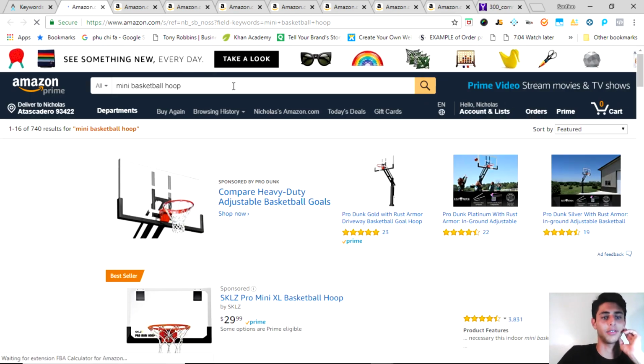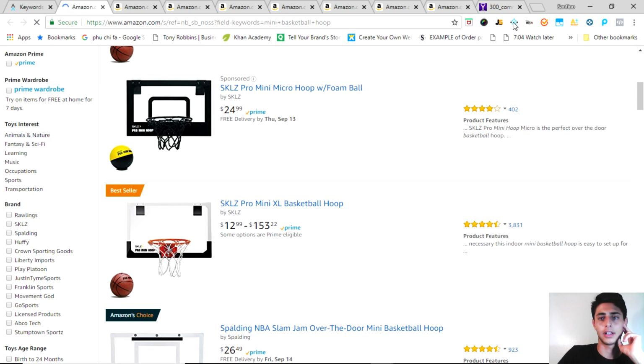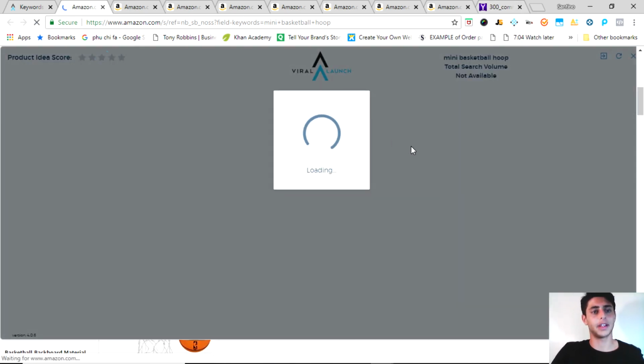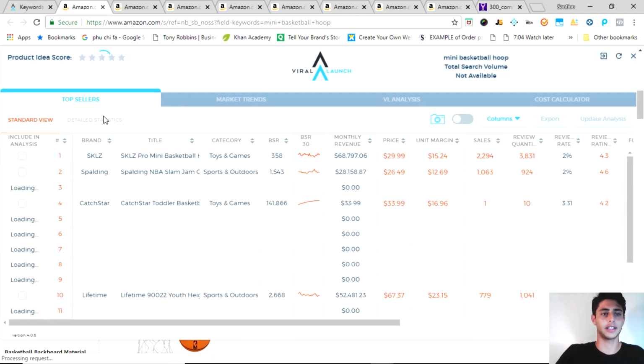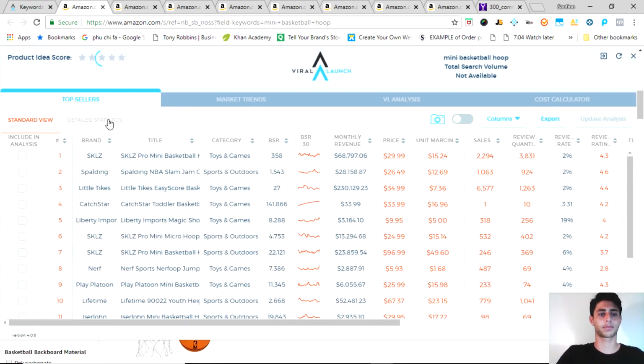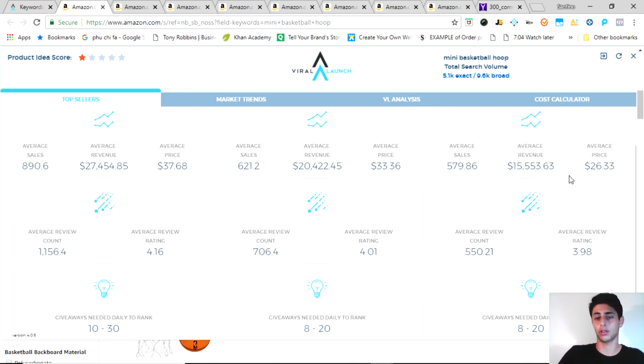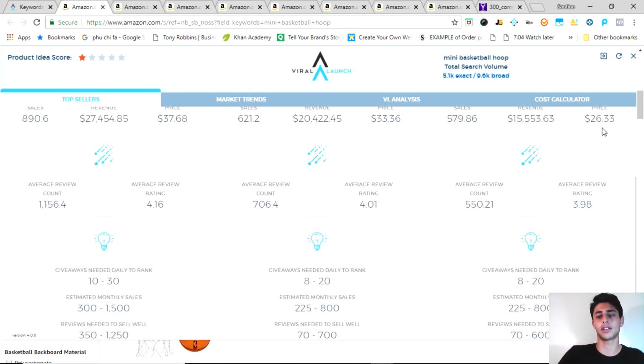So looking at the first one, mini basketball hoop, we're just going to go ahead and pull up the Viral Launch Chrome extension immediately and see what the overall market looks like. So looking at detailed stats, we can see page one listings, average revenue of $15,000, which is good. Average price of $26, and then the average review rating, the average review count, 550 reviews on average. So way above our criteria of 100 reviews maximum. So we're going to count this product out immediately.